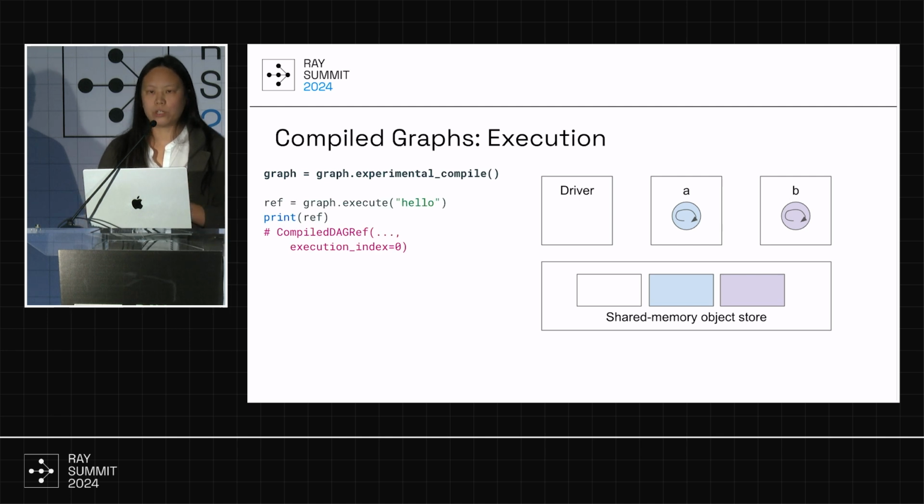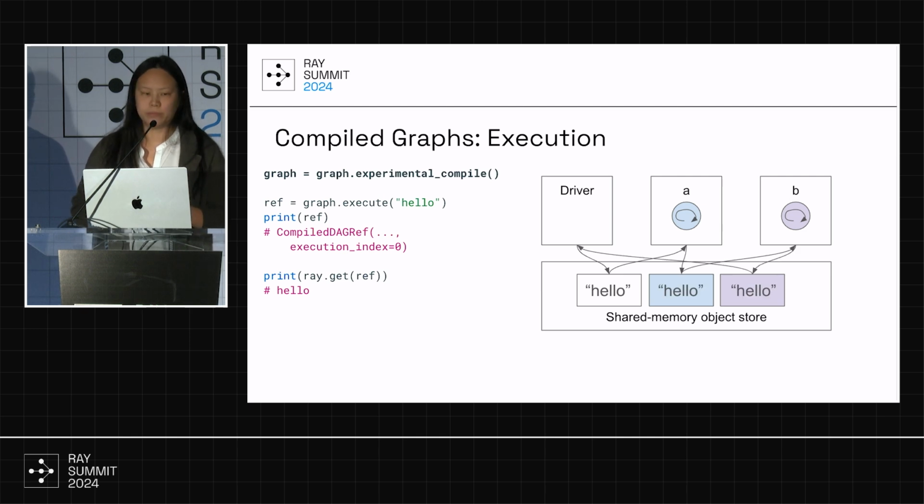So now when we actually call execute on the graph, we're just passing in the input from the driver. We can also use the normal ray.get API. And what this looks like during execution is basically just the path of the data.